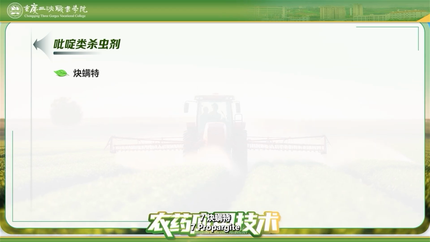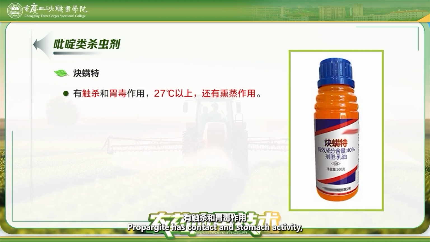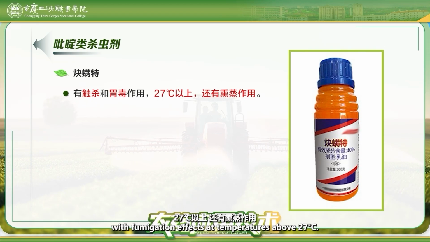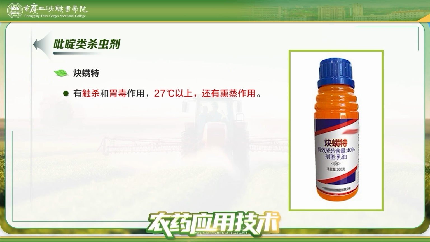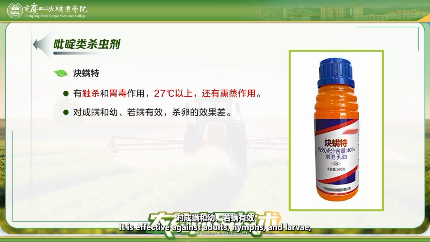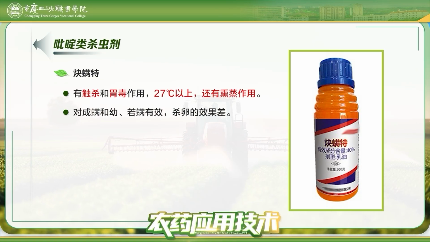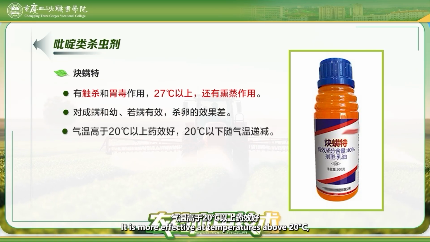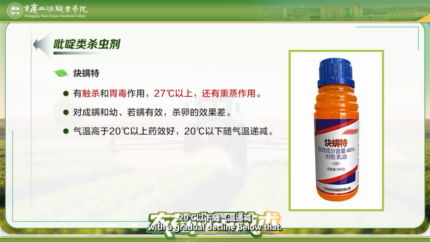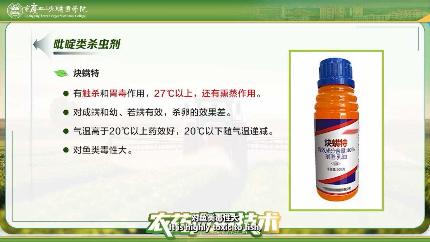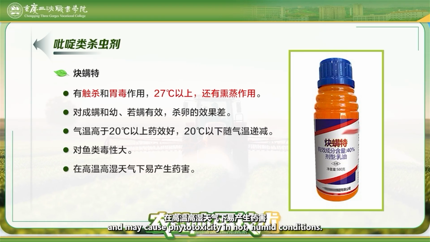7. Propargite. Propargite has contact and stomach activity with fumigation effects at temperatures above 27 degrees Celsius. It is effective against adults, nymphs, and larvae, but less effective against eggs. It is more effective at temperatures above 20 degrees Celsius with a gradual decline below that. It is highly toxic to fish and may cause phytotoxicity in hot, humid conditions.